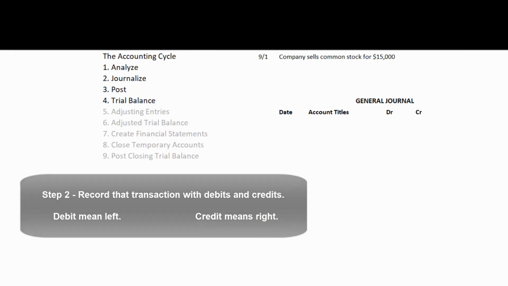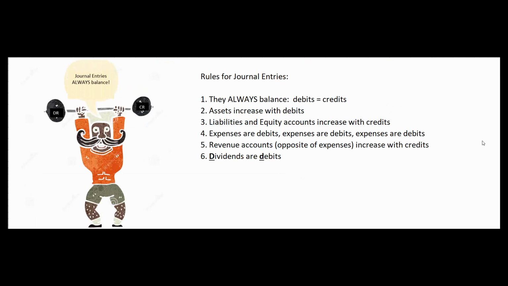Debit means left, credit means right. Our other rules are that journal entries always balance. The dollar amounts of the debits always equal the dollar amounts of the credits. Assets increase with debits. That's easy to remember because they're on the left-hand side of the balance sheet and debit means left. Liabilities and shareholders' equity accounts increase with credits. That's easy to remember because they're on the right-hand side of the balance sheet, and credit means right.